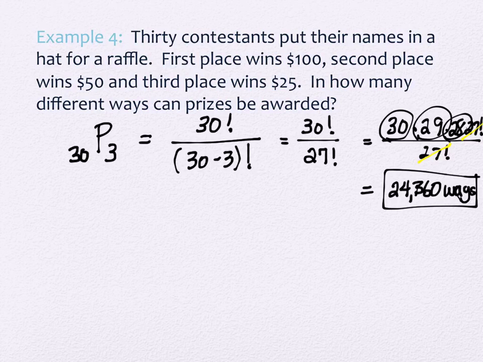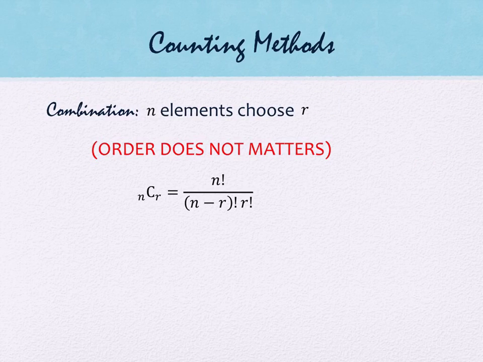Make sense? Okay, but like I said, the order doesn't always matter. If it doesn't matter, it's called a combination. Take a look at this formula. What's different about this formula than the last one?